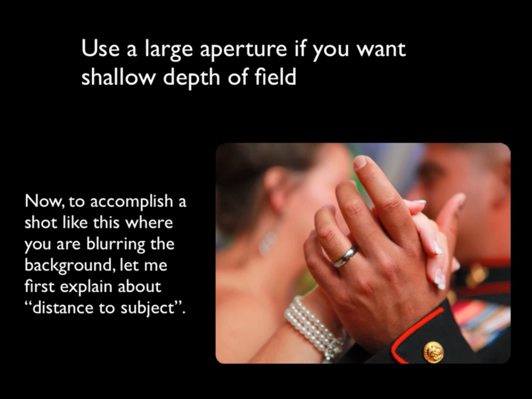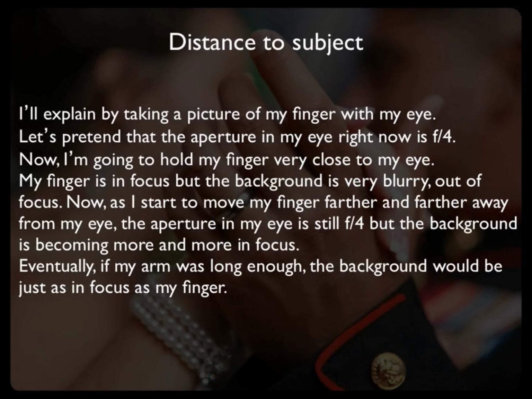Now, to accomplish a shot like this, where you are blurring the background, let me first explain about distance to subject. I'll explain by taking a picture of my finger with my eye. Let's pretend that the aperture in my eye right now is f4. Now I'm going to hold my finger very close to my eye. My finger is in focus, but the background is very blurry, out of focus.